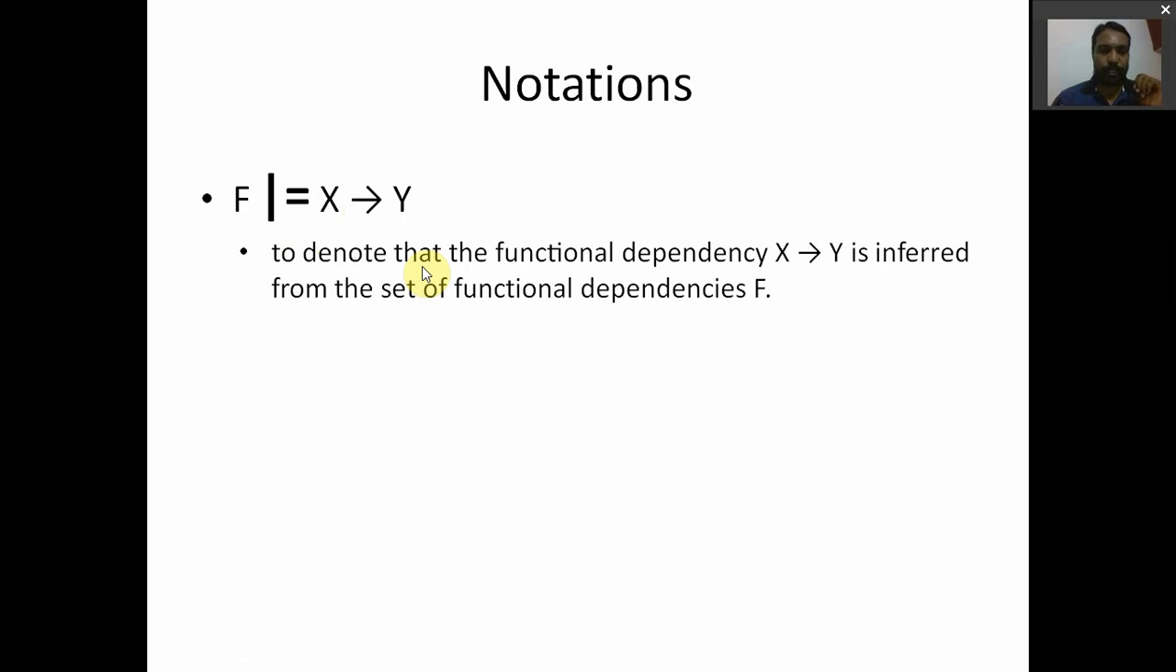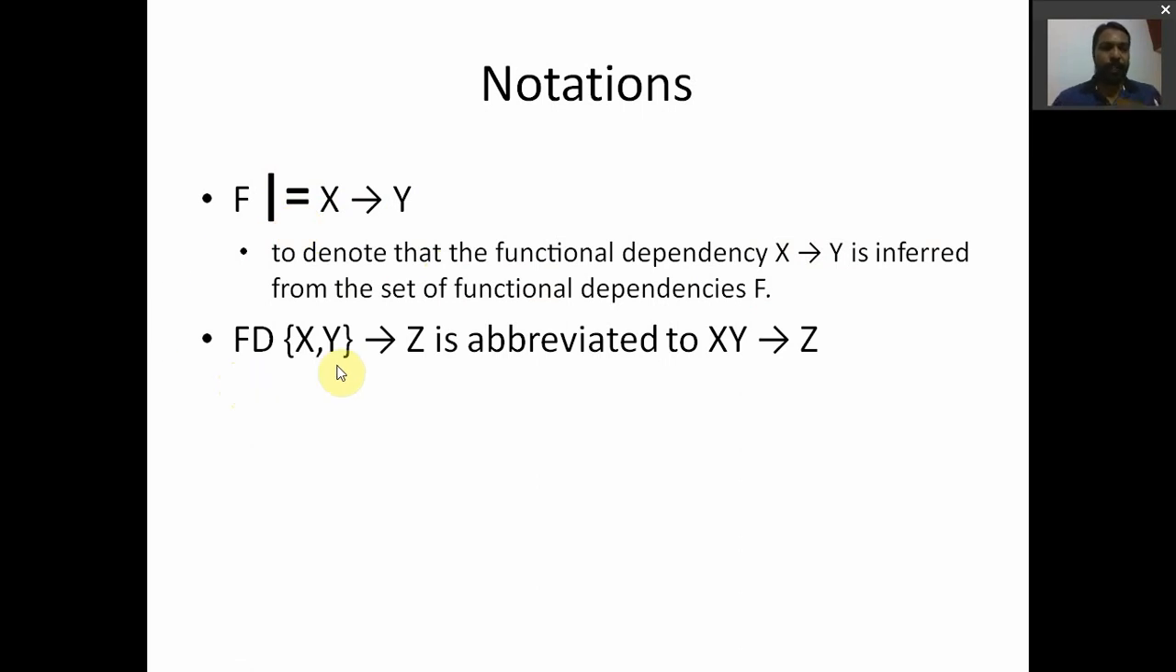So before going into Armstrong's inference rules, we should understand some notations that are used in these inference rules. The first notation is a symbol that will be used. So F is a set of functional dependencies. This symbol denotes inferred by or implied by. So from F, we have inferred a new functional dependency x to y. So this is used to denote that the functional dependency x to y is inferred from the set F. So this is a symbol that will be used to denote this inference or implied by.